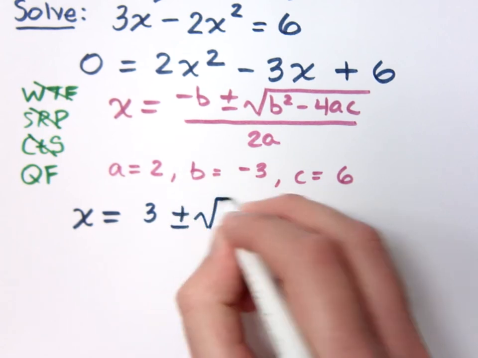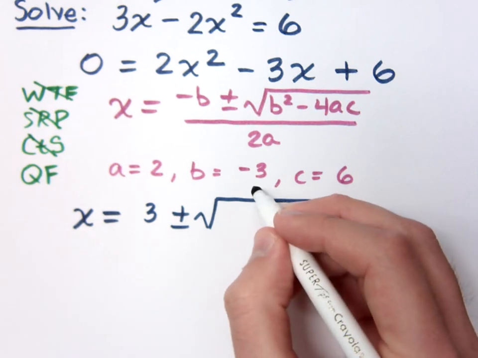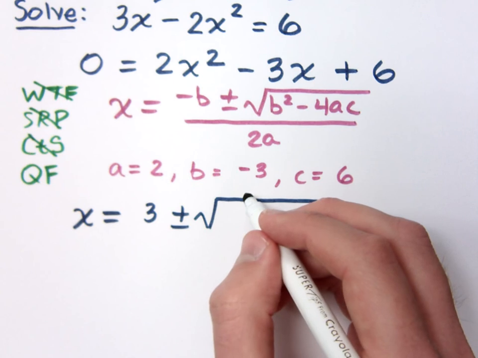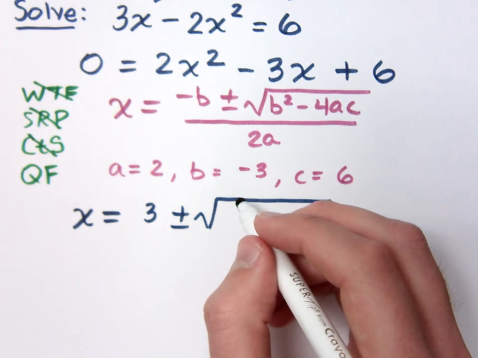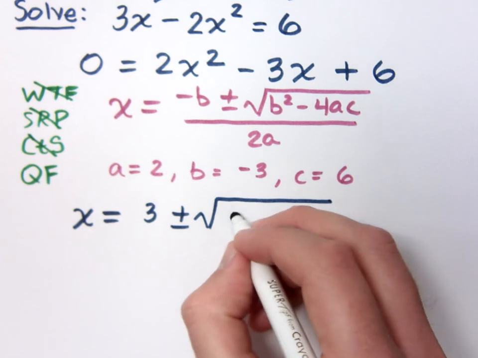The square root, I got b squared. If b is negative 3, what's b squared? Positive or negative? It better be positive, right? It shouldn't matter what you square. If it's a real number, you get a positive.